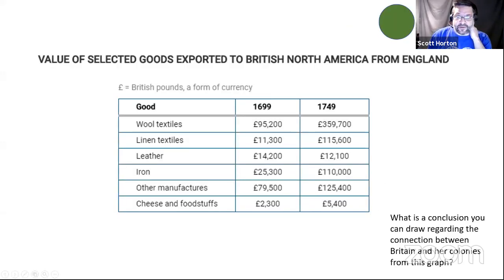So we'll just do one or two quick examples here. I know we're really running late. So what conclusion can we draw regarding the connection between Britain and her colonies from this graph? What can you tell about the connection here? We don't even have to wait the whole time. Hopefully you notice here that there is a huge increase in goods that are being sent to British North America from England. So that relationship is certainly growing in the time period.